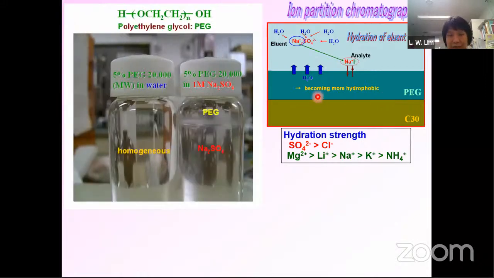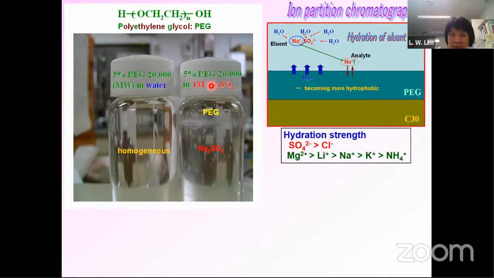Actually, our group started this ion partition chromatography some 15 years ago. It happens that we wanted to use PEG to separate nanoparticles, but we could not make it. At the time, there was one PhD student, and when she mixed just 5% PEG with molecular weight 20,000 in just water, you can see it's a homogeneous phase.